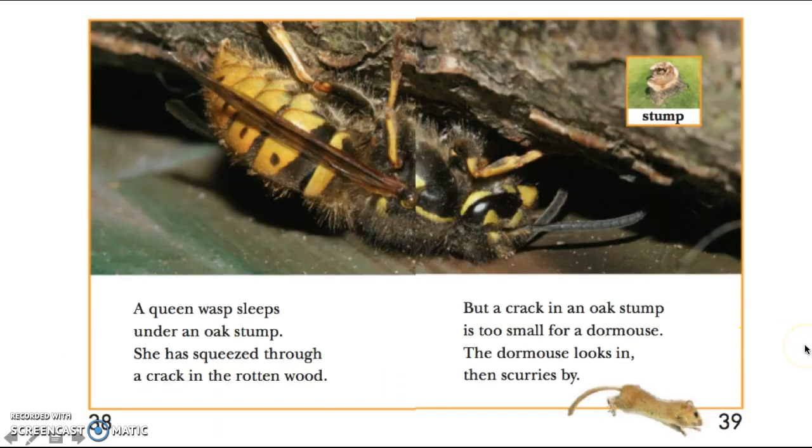All right, so here we go. Let's go ahead and read what it has to say, and listen for the word stump. A queen wasp sleeps under an oak stump. She has squeezed through a crack in the rotten wood. But a crack in an old stump is too small for a dormouse. The dormouse looks in and then scurries by.